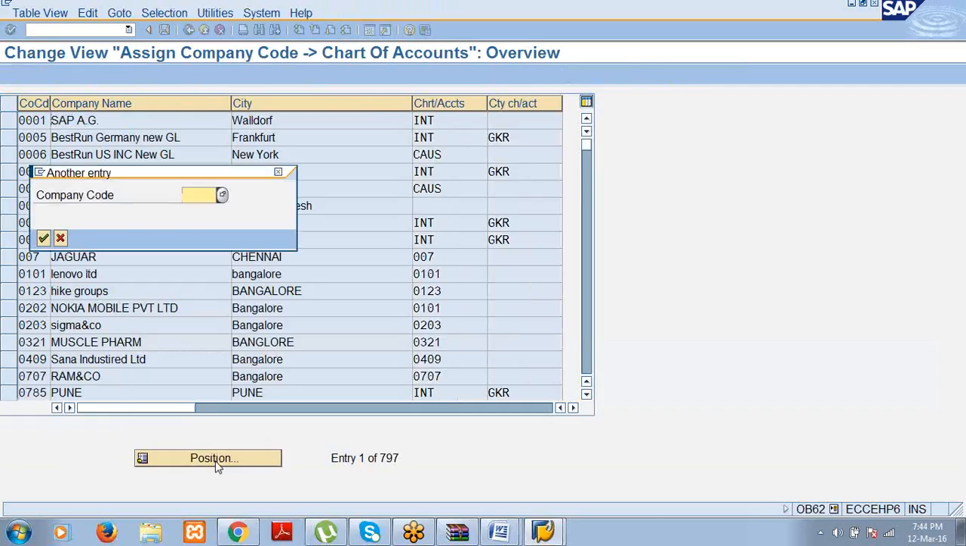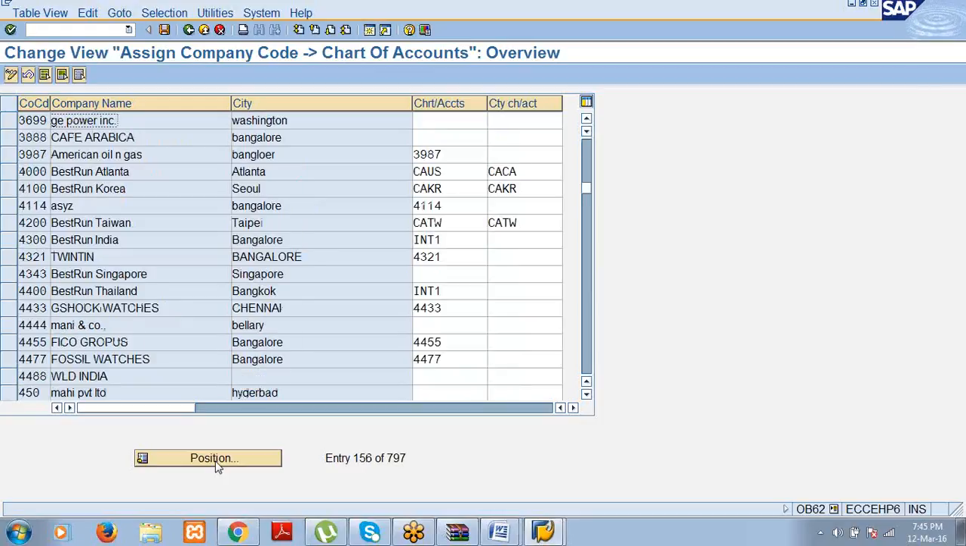Click on position. Company code is equal to 3699. I hope everybody is writing in the material. Company code is equal to 3699. Click on enter. Chart of accounts is equal to 3699. Here, chart of accounts means operational chart of accounts.